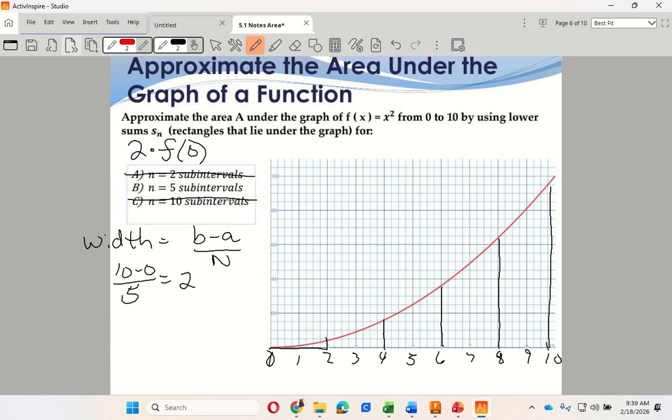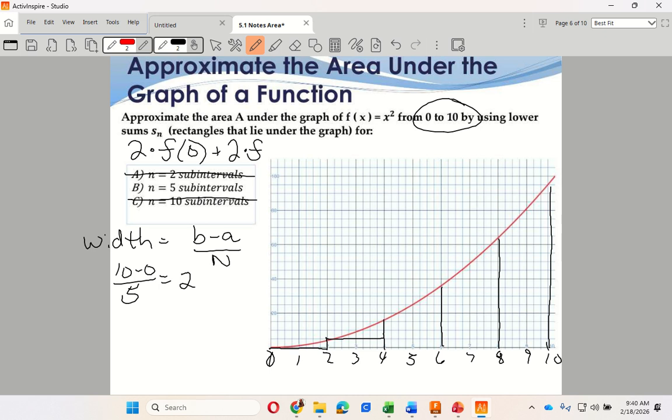Okay, now let's do the next rectangle. Plus, this one is going to go right here. Lower rectangle, so that's going to be 2 times f of what? Which one's the lowest side? Okay, so it's all 0. So that would be 2 times f of 0, because it goes from 0 to 10. We didn't start at 1.